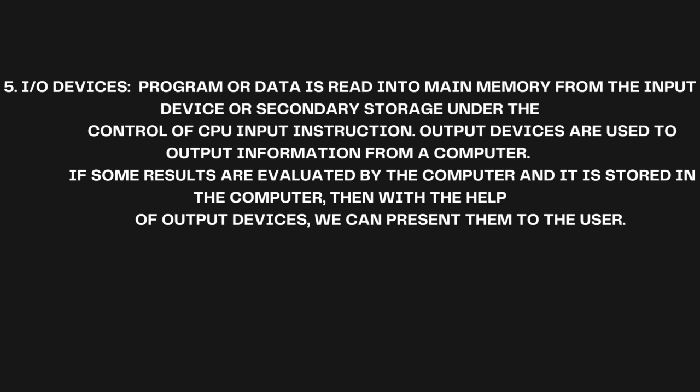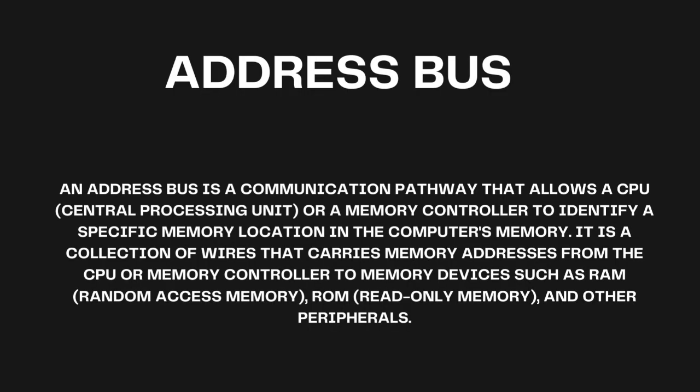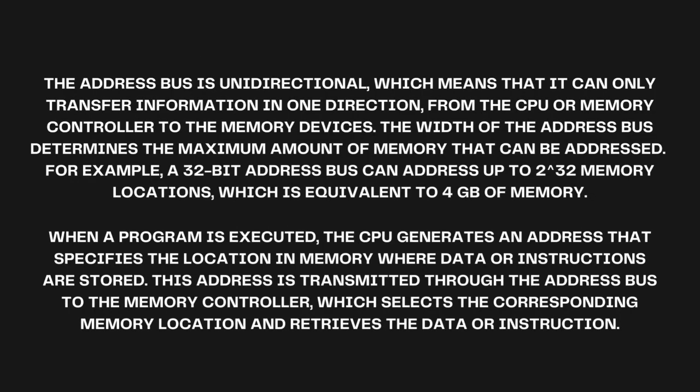For all these operations to occur, we use a communication channel, also called a bus, which will be explained further in detail. An address bus is a communication pathway that allows a CPU or a memory controller to identify a specific memory location in the computer's memory. It is a collection of wires that carry the memory addresses from the CPU or a memory controller to a memory device such as RAM, ROM, and other peripherals. The address bus is unidirectional, which means that it can only transfer information in one direction, from the CPU or memory controller to the memory devices.